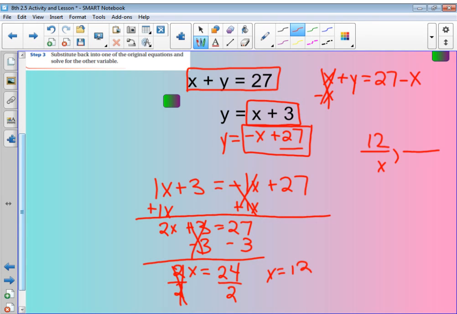Okay, so then my next step after I've solved for x is to substitute in. I'm going to substitute into this top equation. Why? Because to me, I don't like to work with negative numbers if I don't have to. So I'm going to take this 12 and plug it in right here. When I rewrite this, it would be y equals 12 plus 3. So 12 plus 3 is 15. So I just found out that my x is 12 and my y is 15. So my coordinate set was 12 comma 15. Once again, if I were to graph that, that wouldn't fit onto the graph that I have.